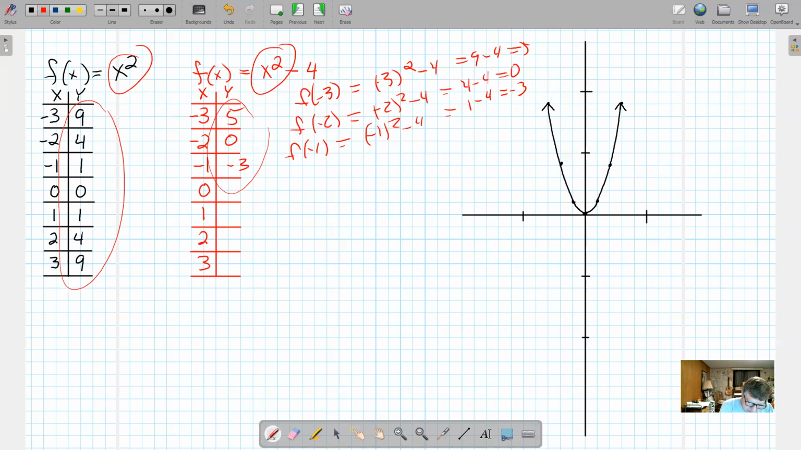So these values are 4 less than those values. 9 minus 4 is 5. 4 minus 4 is 0. 1 minus 4 is -3. 0 minus 4 is -4. 1 minus 4 is -3. 4 minus 4 is 0. And then 9 minus 4 is 5. I confused myself there. Doesn't take much.